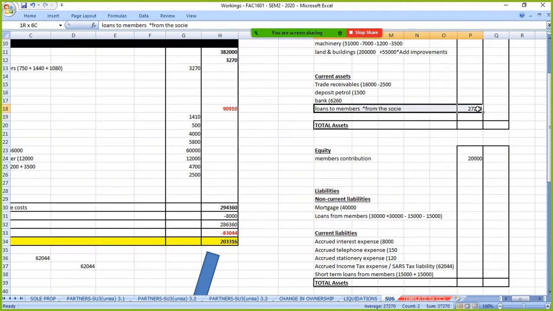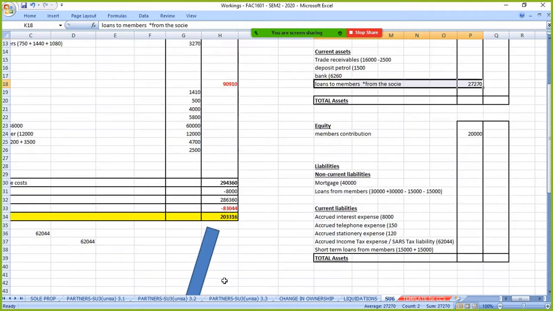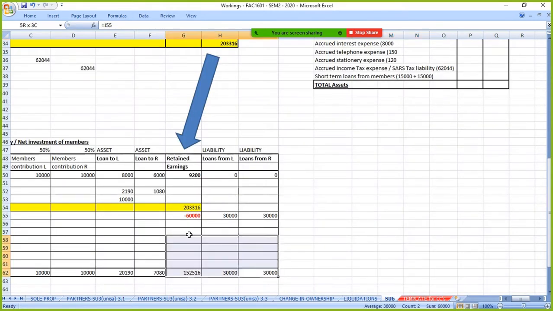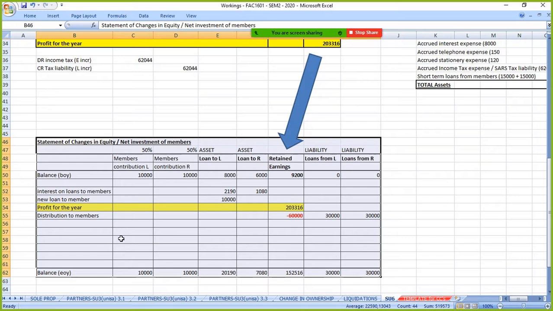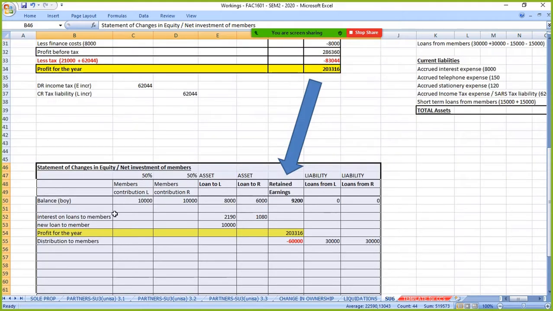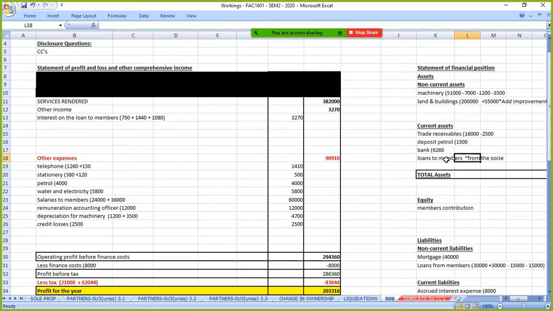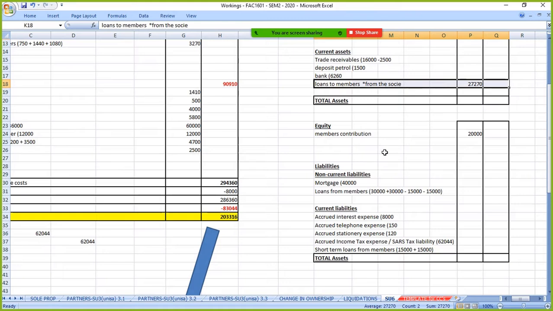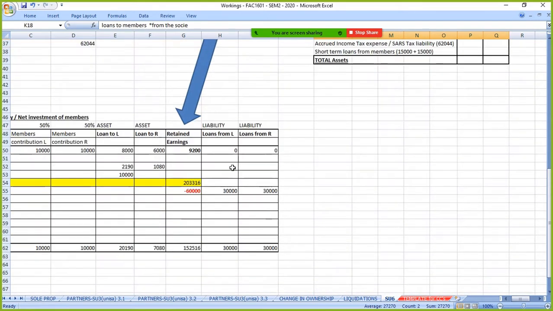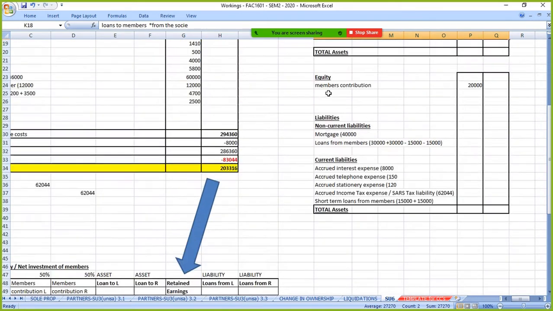Obviously, if you weren't asked to do the SOCI, I wouldn't do any of this. In the exam, don't waste time doing stuff you don't need to. If you're going to draw this up nice and laid out and perfect, you're not going to get any marks for it. So don't do it if you don't need to. If you don't need this, then do everything on the face. Then I would have shown all of these straight on the face of the statements. Retained earnings, equity.